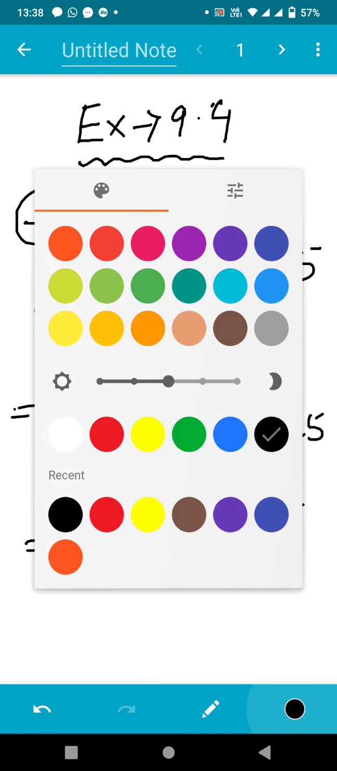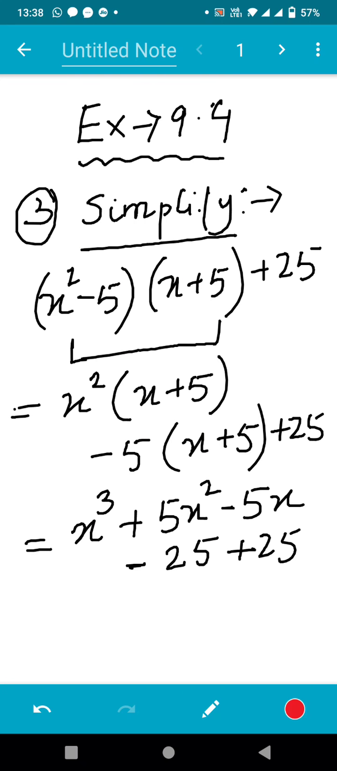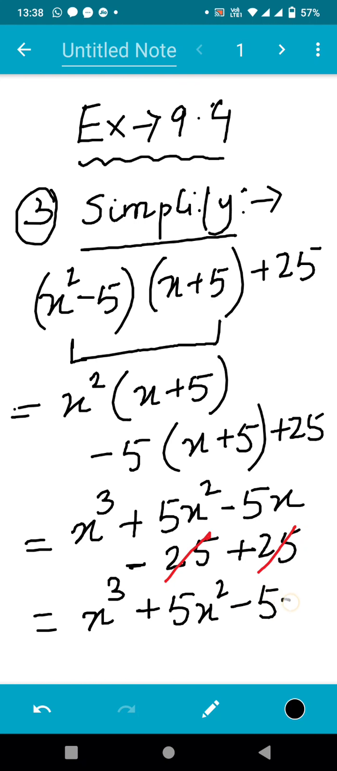Now in the following expression we see that minus 25 and plus 25 will be cancelled out because the answer will come 0. So your final answer will be x cube plus 5x squared minus 5x. This is the solution of sum number 1, sum number 1 of question number 3 of exercise 9.4. Now let's move on to sum number 2.